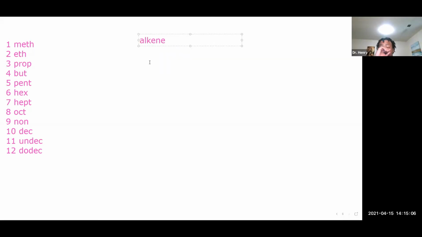Okay, so the next one is alkene. Alkene basically means that there's a double bond in our structure. Now, it doesn't mean that everything is double bonded. It just means that there's at least one double bond.